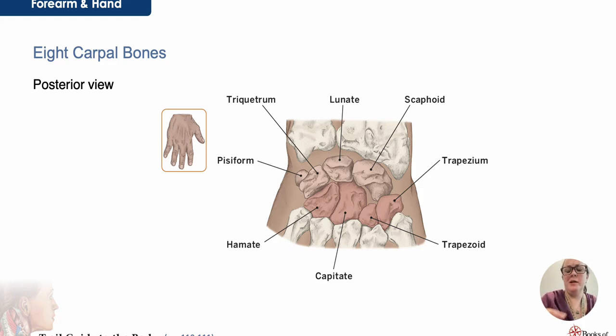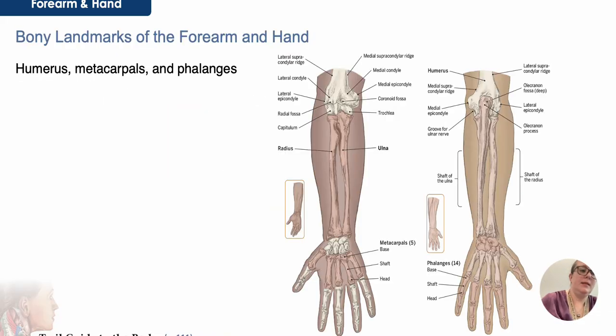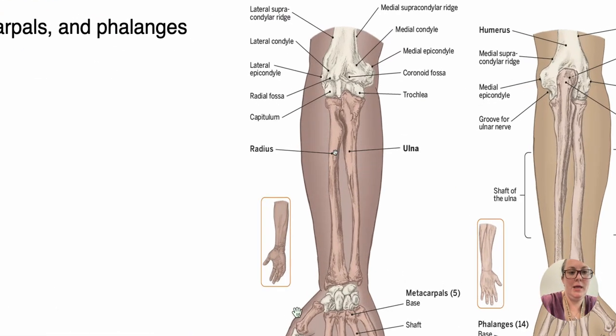And there's another slide later explaining these more, but I just want you to be aware right now that there's 8 carpal bones. 4 on the top, 4 on the bottom. All right, here's a little picture of some bony landmarks we need to know.